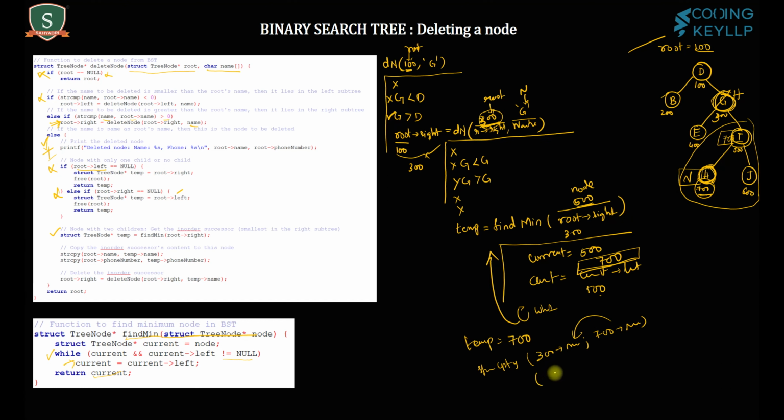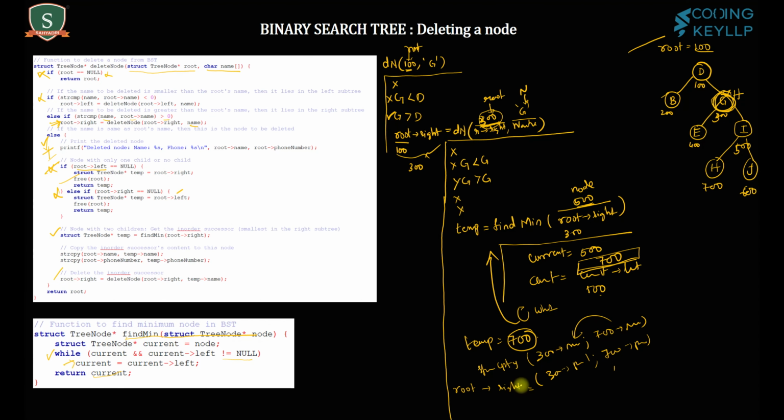Similarly, what they are doing? Phone number. So 700 phone number to 300 phone number. Of course, we did not mention anything. If at all we have a number here, that will be copied over there. You observe, they are calling the delete node again. So root right is equal to, we are calling this function. So root right is equal to delete node.